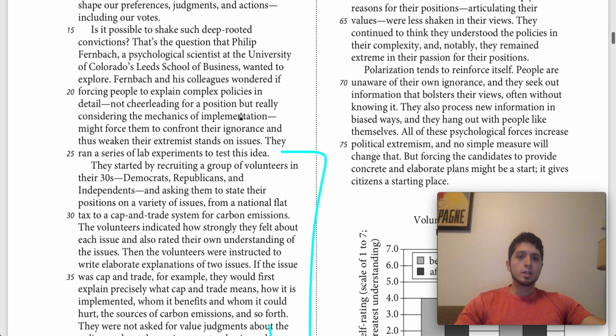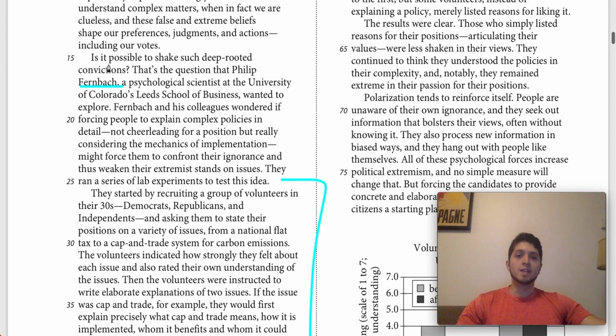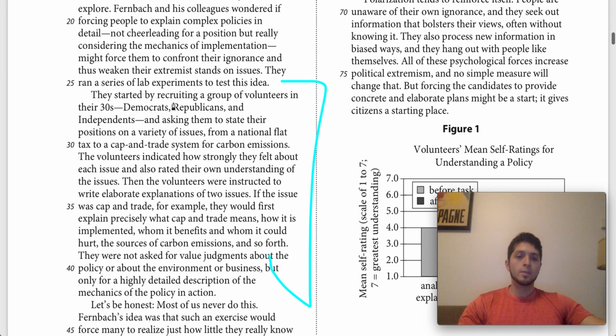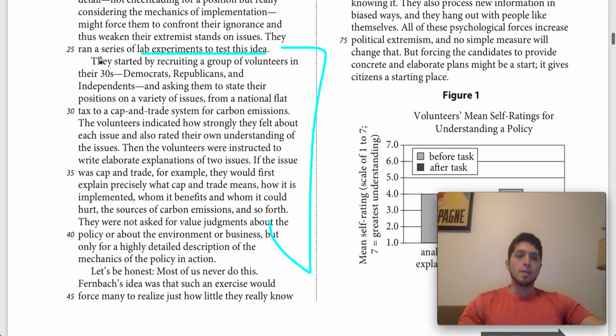So here, just to give a little bit of context, we're introduced to this scientist here, Fernbach. Basically, he's trying to answer this question about, is it possible to shake people's deep-rooted political convictions? And so he's designing this experiment, right? He ran a series of lab experiments to test this idea. And then we get this passage.